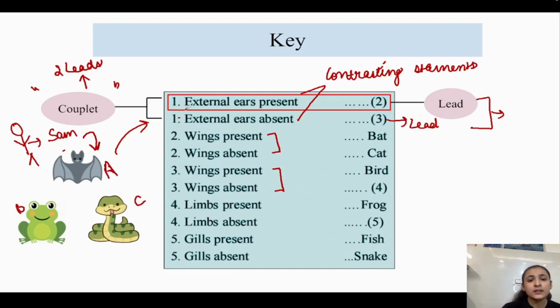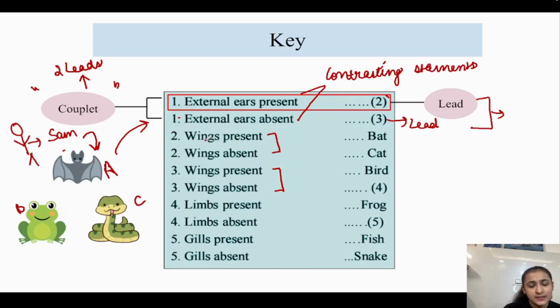Now he will go to statement 1 first. External ears are present. Okay, yes, in this organism external ears are present. Now the key is suggesting that we go to couplet number 2. In bracket 2 is written, this means that we have to go to the second couplet. Okay, now we arrive at the second couplet.